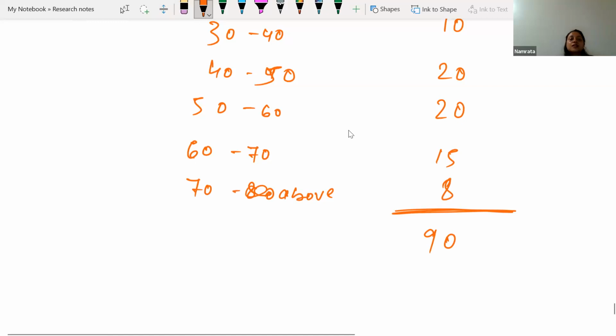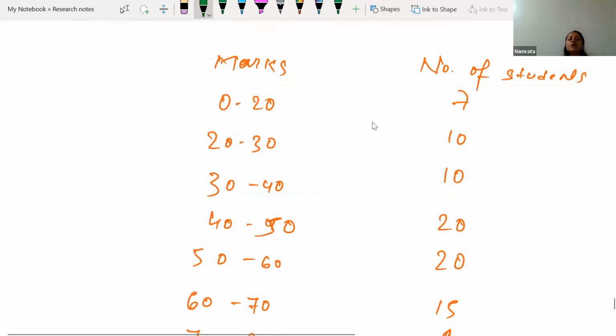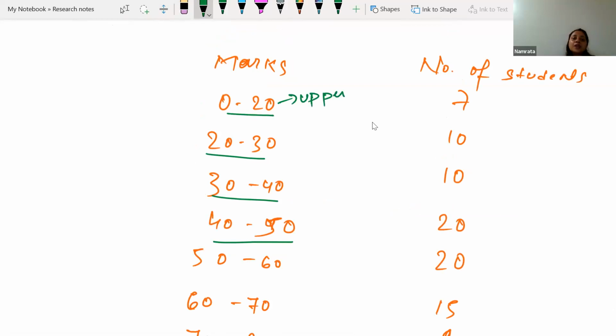It's a group. The data is already in group form. 0 to 20 is there, 20 to 30 is there, 30 to 40 is there, 40 to 50. There is no gap between the upper class limit of the first interval and the lower class limit of the second interval. Similarly, there is no gap between two consecutive intervals. Definitely, once we plot it, we will be getting a histogram.